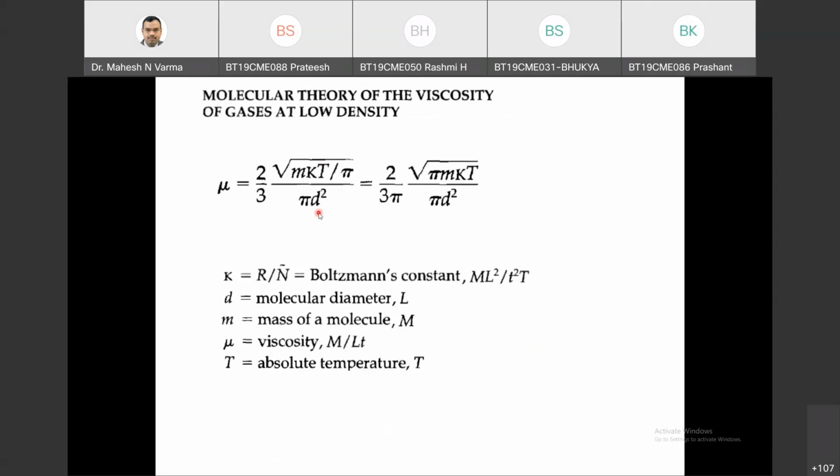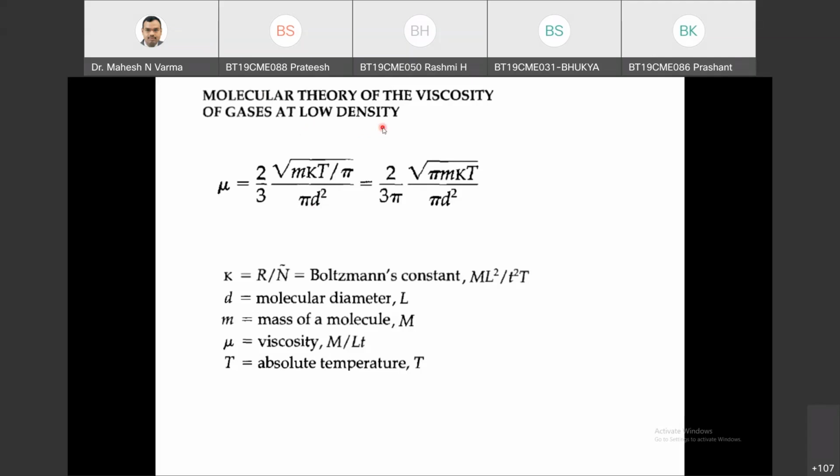What they have assumed for deriving this equation is a molecule of gas as a solid spherical ball. Every molecule of the gases is assumed similar to a solid spherical ball with non-interacting forces between them. So one molecule of gas is not interacting with another molecule of gas. Forces between these two molecules of gases are negligible. That is why this is low density.